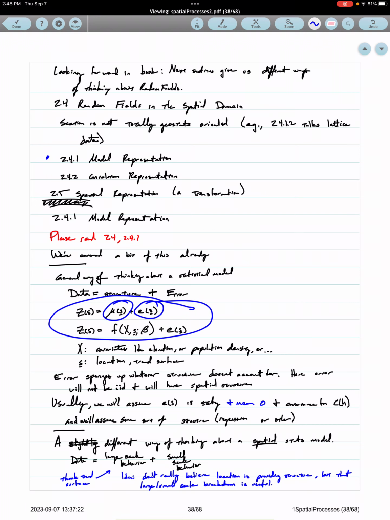We then talked about the convolution representation, and this was the idea of generating a random process by starting with a spatial white noise process and then using a kernel to smooth that spatial white noise over the study region. And what we saw was that the kernel completely determined the dependent structure, at least in terms of the covariance function. So there was this one-to-one relationship between the kernel and the covariance function.